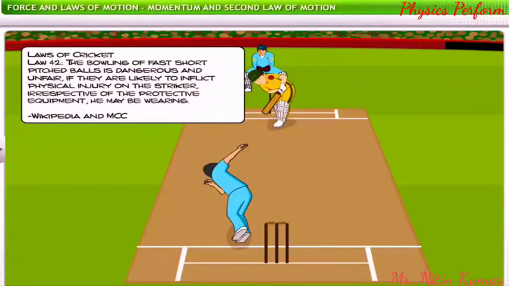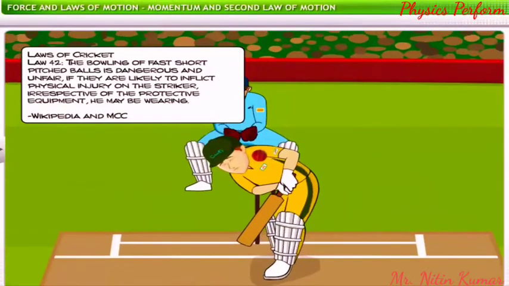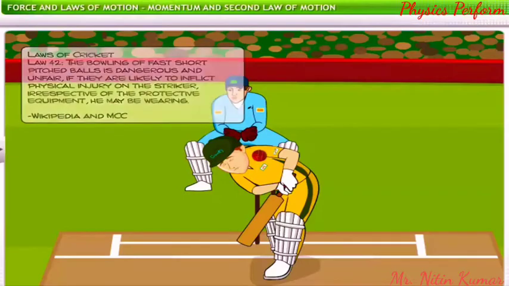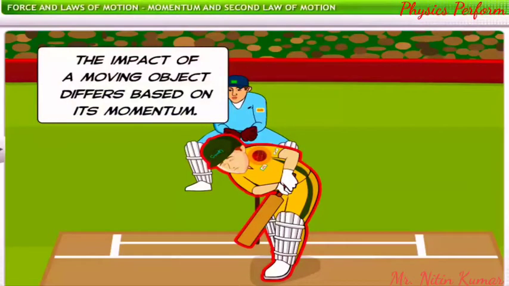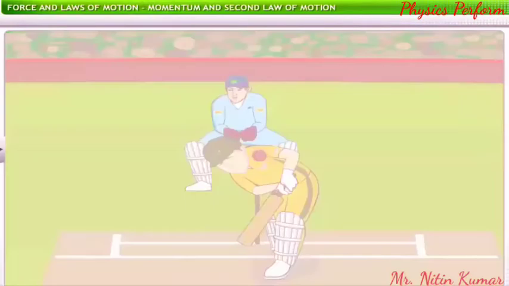According to the law 42 of the laws of cricket, the bowling of fast, short-pitched balls is dangerous and unfair if they are likely to inflict physical injury on the striker, irrespective of the protective equipment he may be wearing. How could a small object like a ball inflict injury on a cricketer? The impact of a moving object differs based on its momentum, which is the product of the body's mass and velocity.